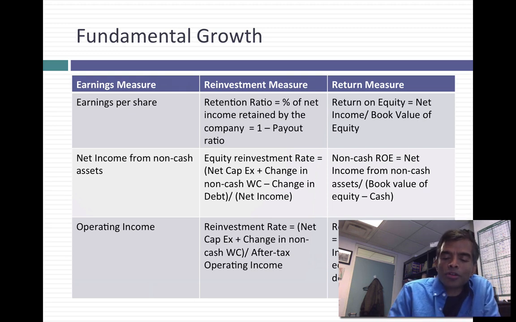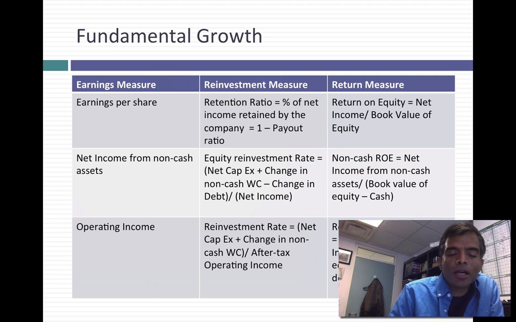And when you think about returns, you're looking at return on capital or return on invested capital. And that, again, you're taking the after-tax operating income and dividing not by the book value of equity, but by the book value of equity plus debt minus cash. That's called invested capital. So one of the first things to check when you have a problem, and I'm asking you to compute the fundamental growth rate, is what measure of earnings and cash flows are you looking at?